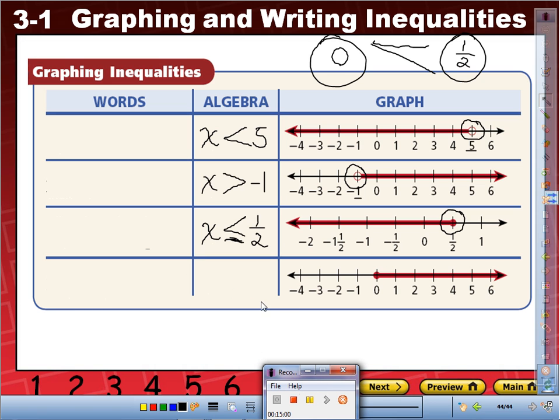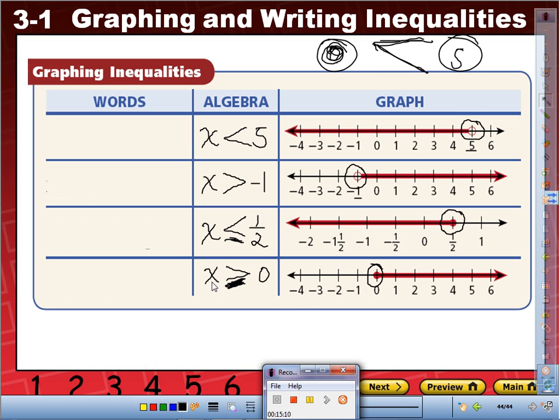Do this last one. Write your inequality by yourself. We already got the first, the second, the third. See if you can write this last one. Go. Okay, so x and 0 greater than with an equal sign underneath. Okay, why? Because of the solid points. Question.